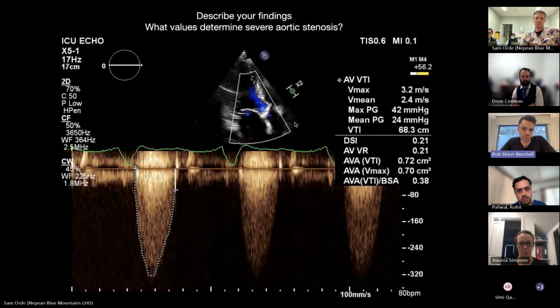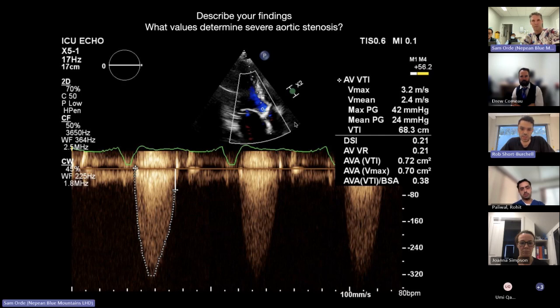So this is a continuous wave Doppler trace across the LVOT. The maximum velocity across that valve is 3.2, which would put it in the moderate range, and the mean gradient is only 24. However, as already commented, the LV systolic function is severely impaired, and so I'd be concerned that it's unable to generate the maximal velocity that would be associated with severe aortic stenosis.